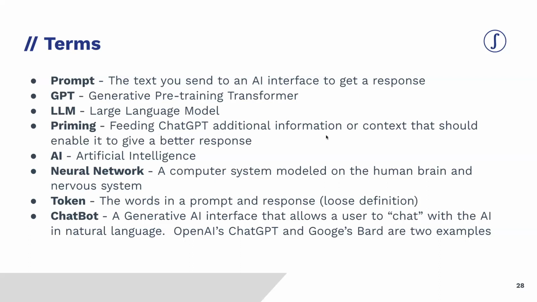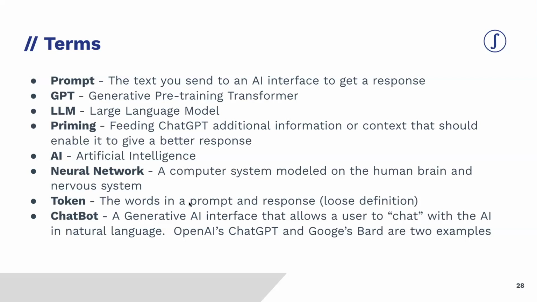Priming, we've talked about, that's feeding ChatGPT or Bard or whatever additional information to give it context or knowledge that will help it give a better response. And then AI stands for artificial intelligence, which is kind of a broad term. You may get in arguments with people who say certain things are not considered artificial intelligence, but it's kind of a broad stroke term to define some of the concepts here. A neural network, I copied this definition from Google essentially, is a computer system modeled on the human brain and nervous system. So that's why it's called a neural network, but it just describes a process for how a computer learns based on trial and error and error responses.